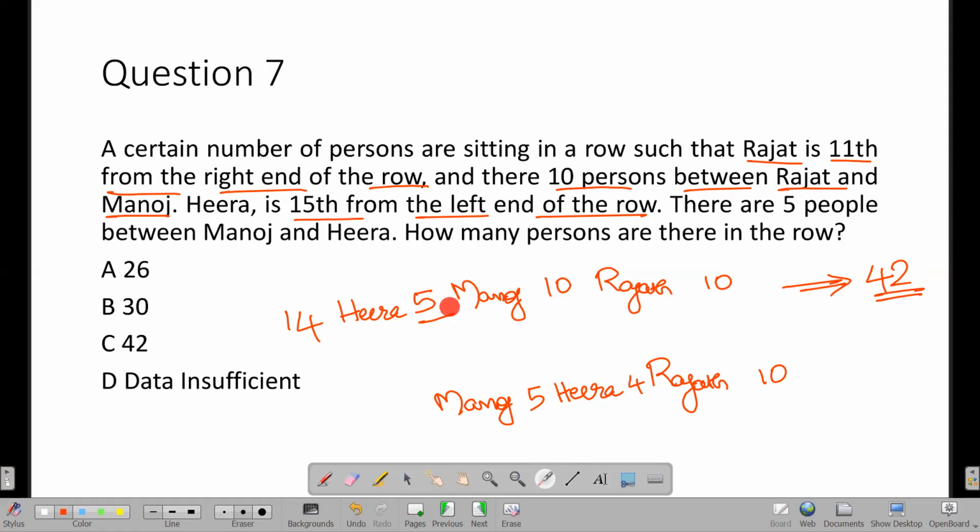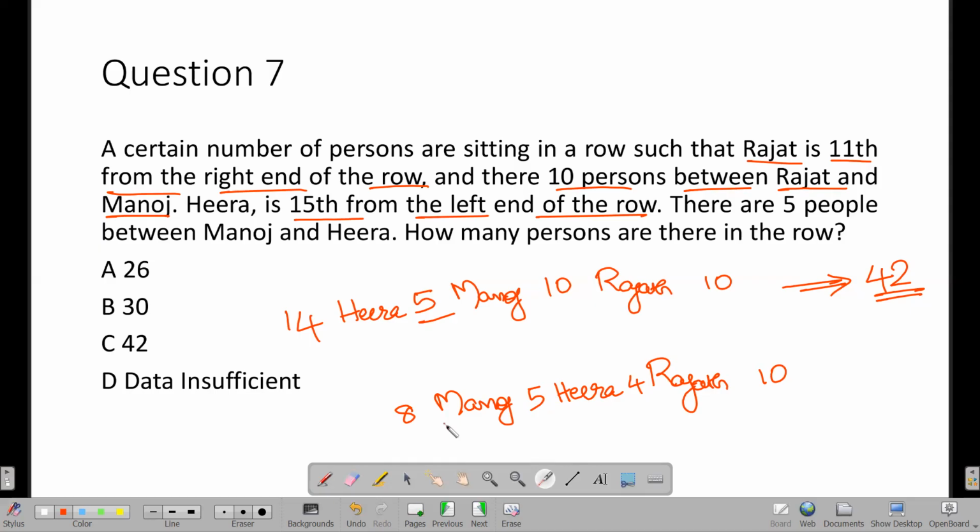It is also mentioned that Hira is 15th from the left end of the row. So the left end of the row is here. 14 people should be there to the left side of Hira. So you can consider Hira here, 5 plus 1, 6. And you can consider 8 people to the left side of Manoj. So definitely, when you are considering the total number of people here, you can see 8, 9, 10, 11, 12, 13, 14, 15th person from the left end, Hira. Manoj and Hira, 5 people. Manoj and Rajat, already we saw there are 10 people. And Rajat is 11th from the right end of the row. So this is also a possible arrangement.